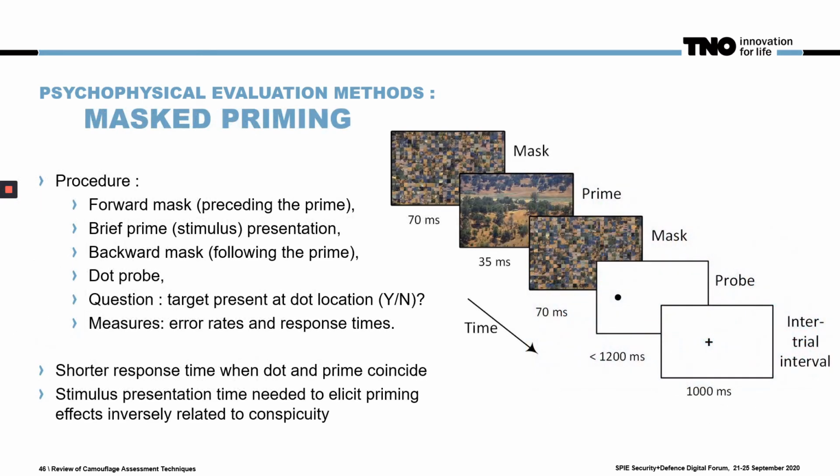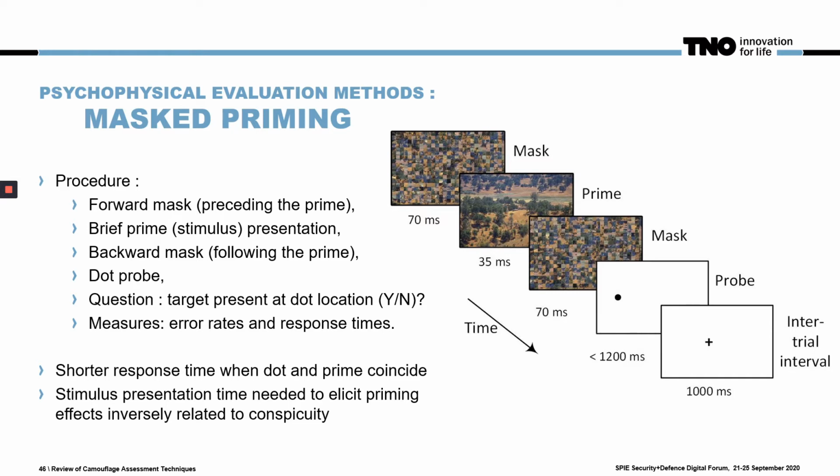Another camouflage evaluation method is mask priming. This method involves the brief presentation of a target scene, sandwiched between forward and backward masks, and followed by an empty screen with a probe in a position that is either congruent or incongruent with the target position. The masked target is presented so briefly that participants are largely unaware of its presence.